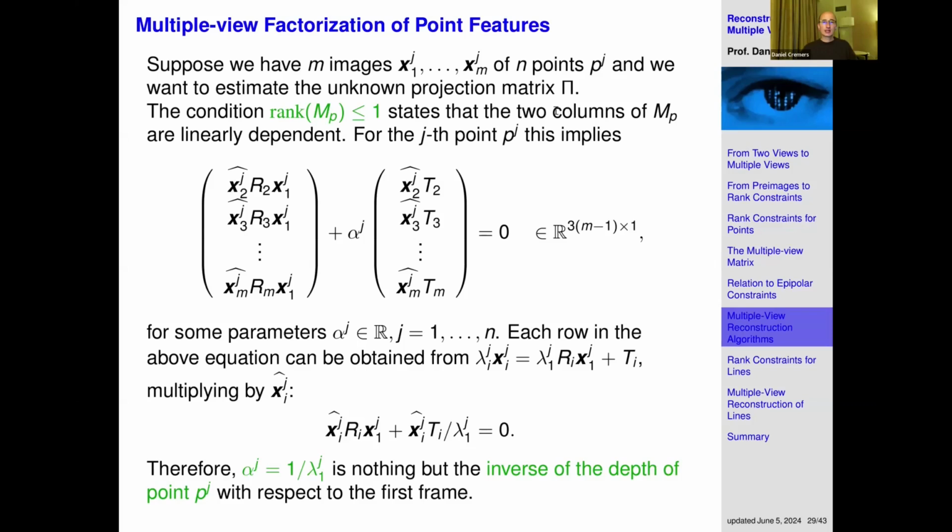The rank condition that we derived earlier states that the two columns of this multi-view matrix Np for every point p are linearly dependent. If we write that out, here it is. This is the same as what we had before, except now we always have this upper index j for the various points, from j going from 1 through n. And alpha j are parameters, and we'll see that they correspond to the inverse depths from the first image. So alpha j is just 1 over lambda j1, the distance of point j from the first image. These alpha parameters basically correspond to the inverse depths of the point pj observed in image 1.